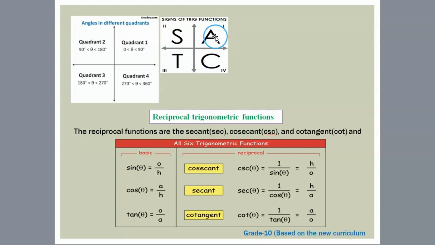Look, all are positive: A. Write A. In the second quadrant only sine is positive, therefore write S. Third quadrant, only tangent positive: T. In the fourth quadrant only cosine is positive: C.